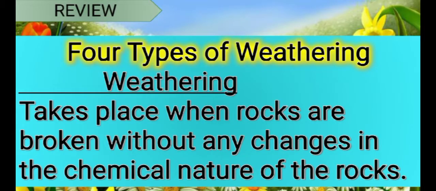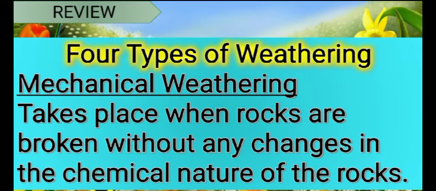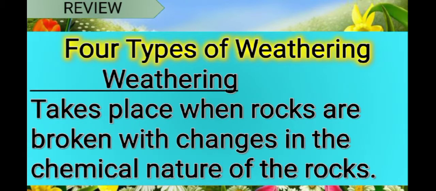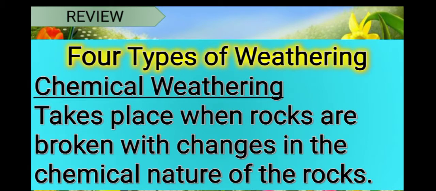Blank weathering takes place when rocks are broken without any changes in the chemical nature of the rocks. What type of weathering is that? What's the answer? Alright, it's mechanical weathering. Number 2. Blank weathering takes place when rocks are broken with changes in the chemical nature of the rocks. What type of weathering is that? Excellent! It's chemical weathering.